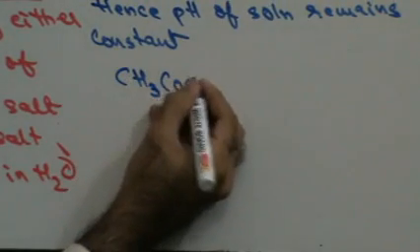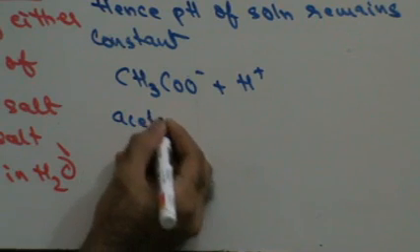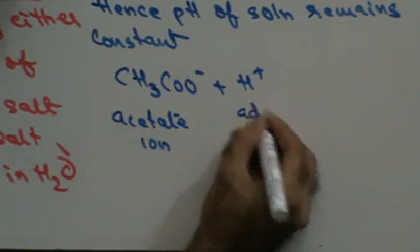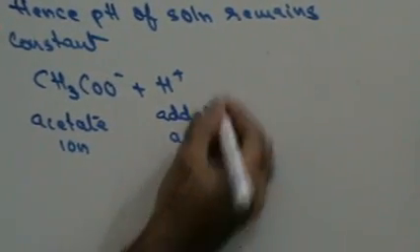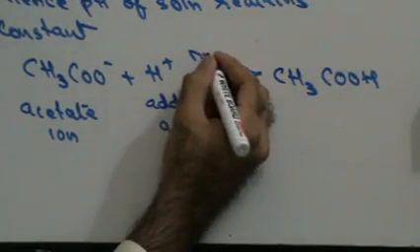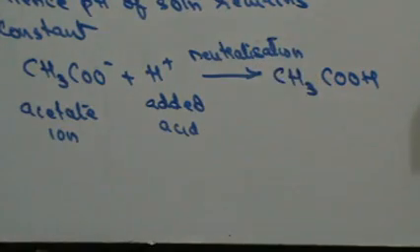So the acetate ions will combine with the hydrogen ions from the acid. This is acetate ions combining with the added acid. Neutralization takes place to form acetic acid, CH3COOH. That is the reason when you add acid to a buffer solution, its pH does not change. Do you understand this?